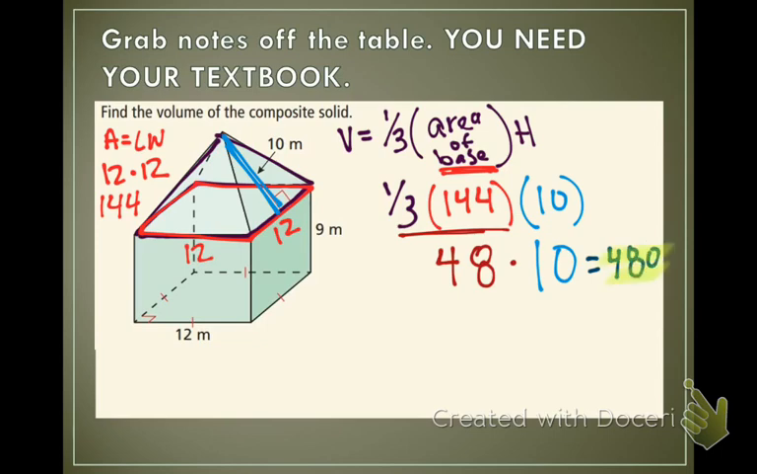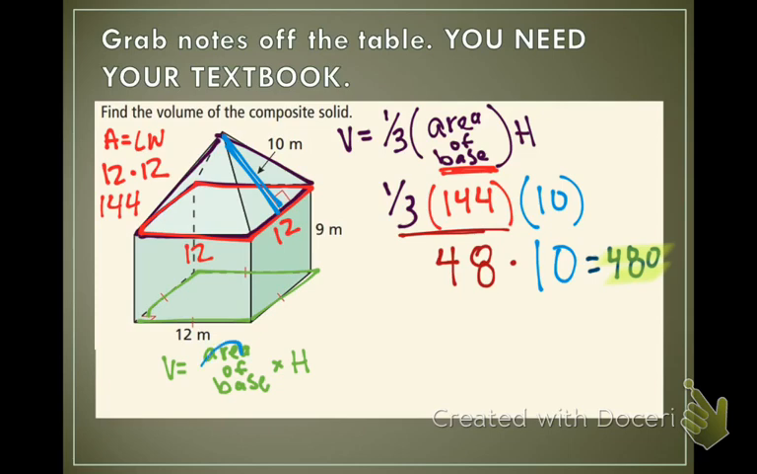No, we're going to find the volume of the bottom now. We found the volume of the top. We're going to find the volume of the bottom, then add them together. Is the bottom a prism or a pyramid? It's a prism. To find the volume of a prism, you do area of the base times the height. It's the same thing except no 1/3.